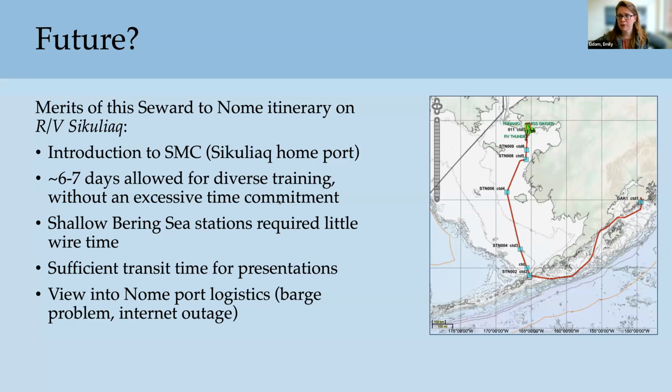The Seward to Nome route on Sikuliaq was a great option. It was really nice for people to see Sikuliaq's home port. The Bering Sea was a good site because it's really shallow, so we didn't use up a lot of wire time collecting different stations. We were able to launch the small workboat. And people also got a view of Nome port logistics. We got there and there was a barge in a parking spot and Nome had lost power, so we had to deal with those sorts of challenges on the fly. Every PI I've talked to who's worked at Nome has had something like that happen that they've had to deal with. So I think that was a good experience overall.